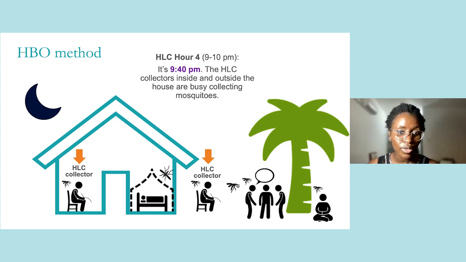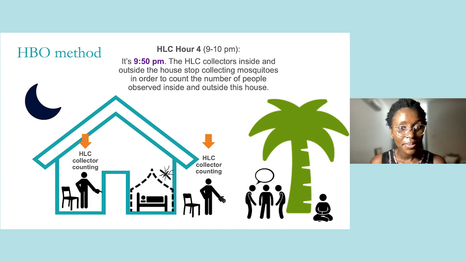Here you can see two HLC collectors, one inside the house and one outside the house, and both are busy collecting mosquitoes that land on their legs. It is 9:40 p.m., which is the fourth collection hour of the HLC collection night. Now it is 9:50 p.m. and the HLC collector inside the house stops collecting mosquitoes and starts counting the number of individuals inside the house, and of those individuals, the number who are awake versus asleep, and the number who are under a bed net versus not under a bed net.